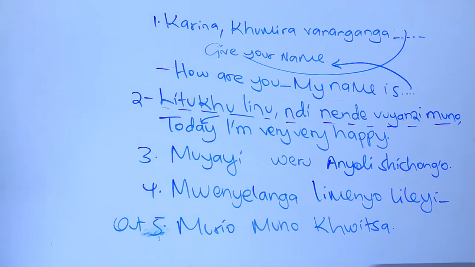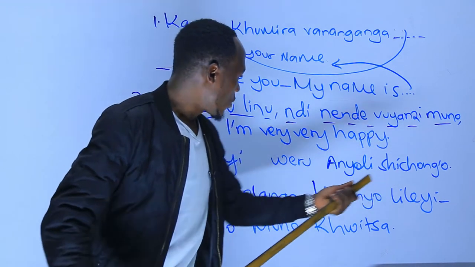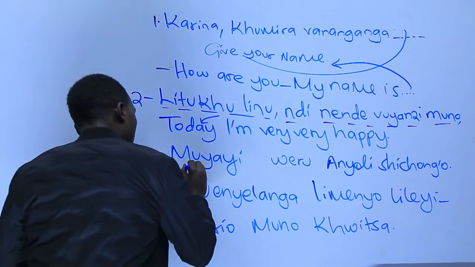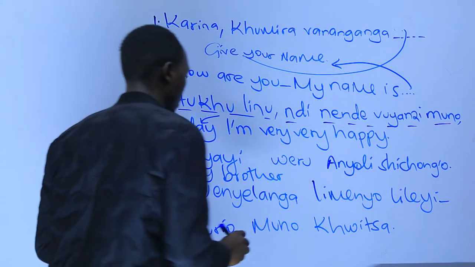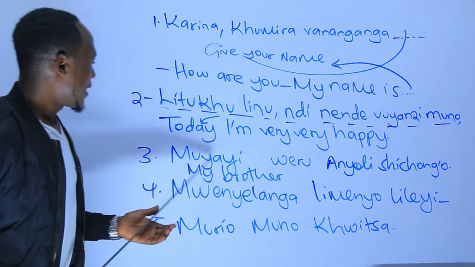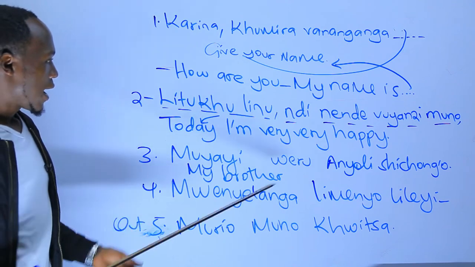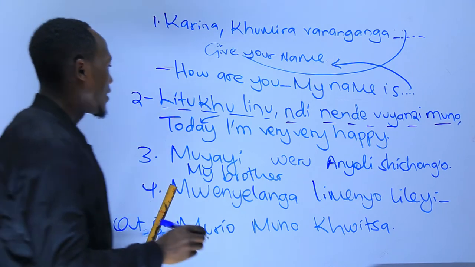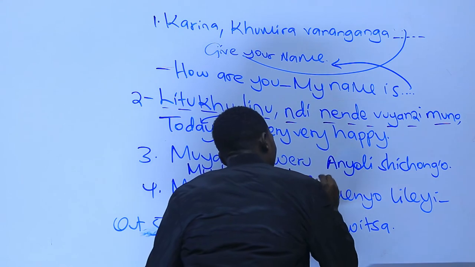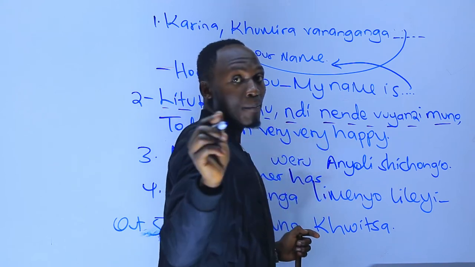Today we've learned many words. So, moyai weru anyori shichongo. My brother. This is the translation. My brother. Let me just think of the best word I can use for anyori. My brother has... let me do a direct translation of anyori.